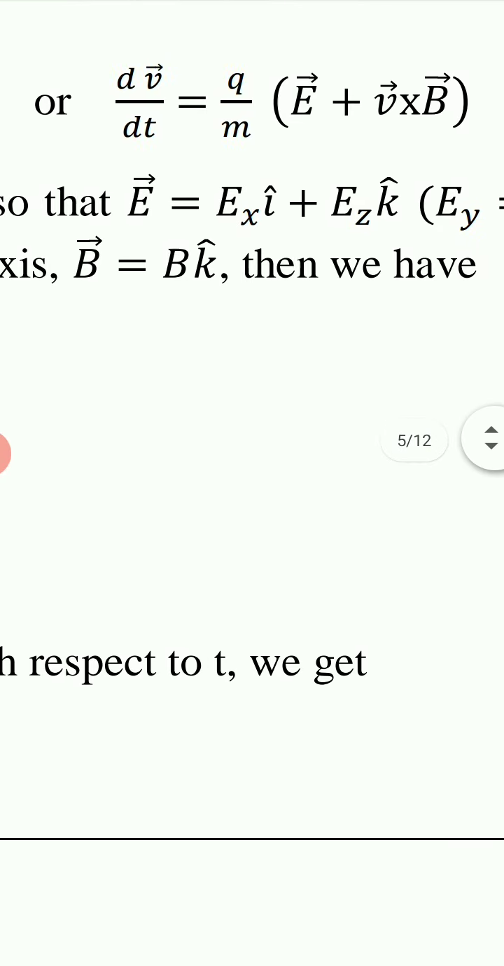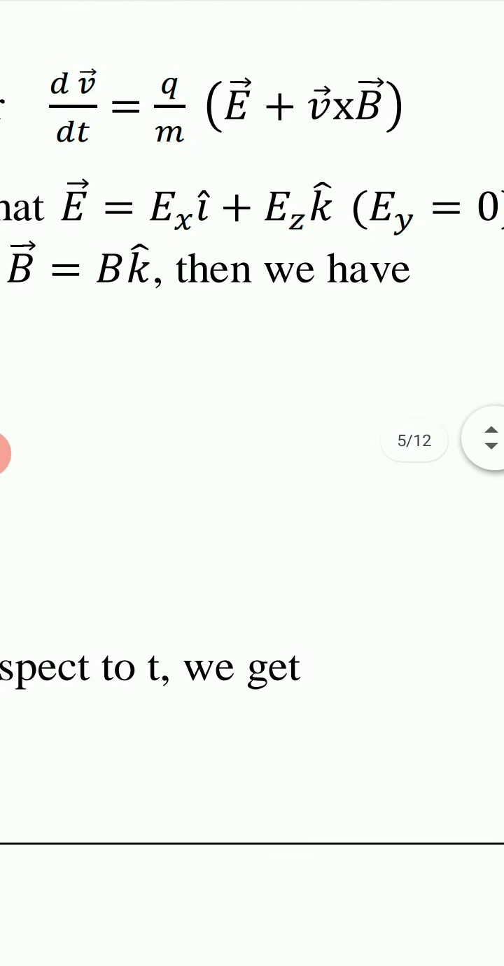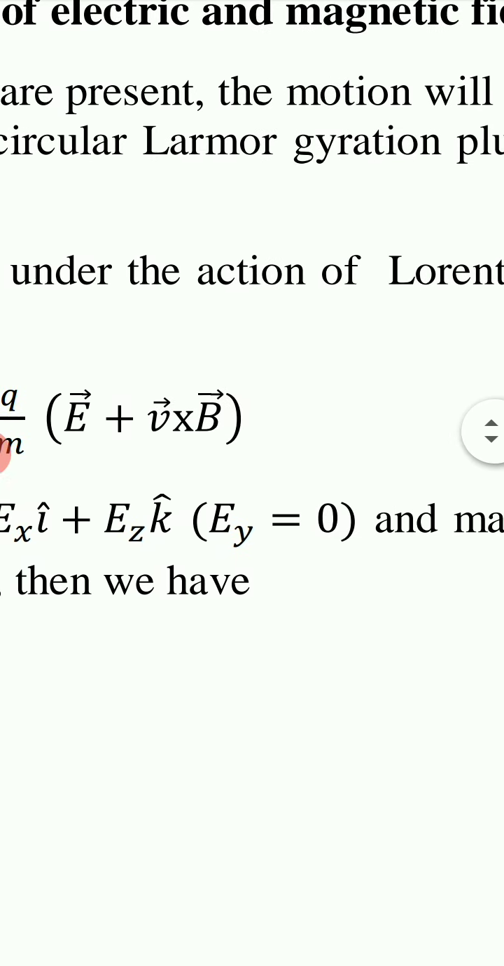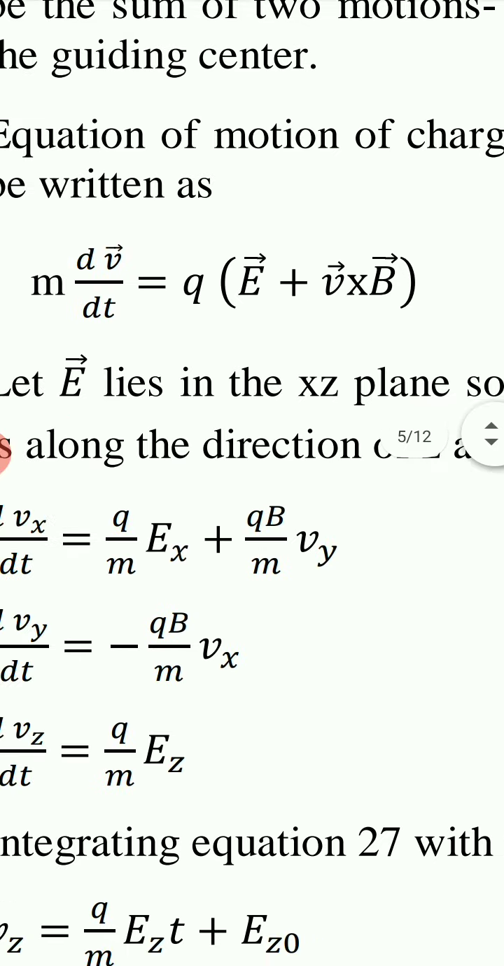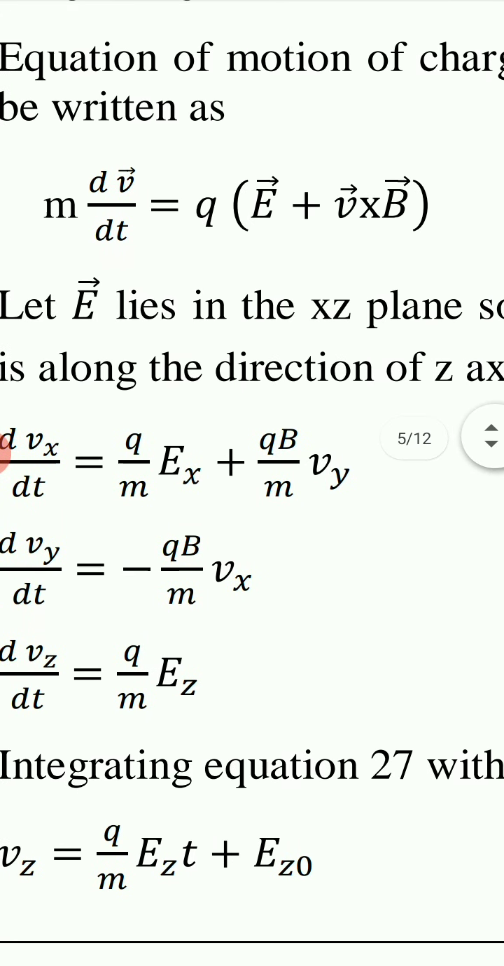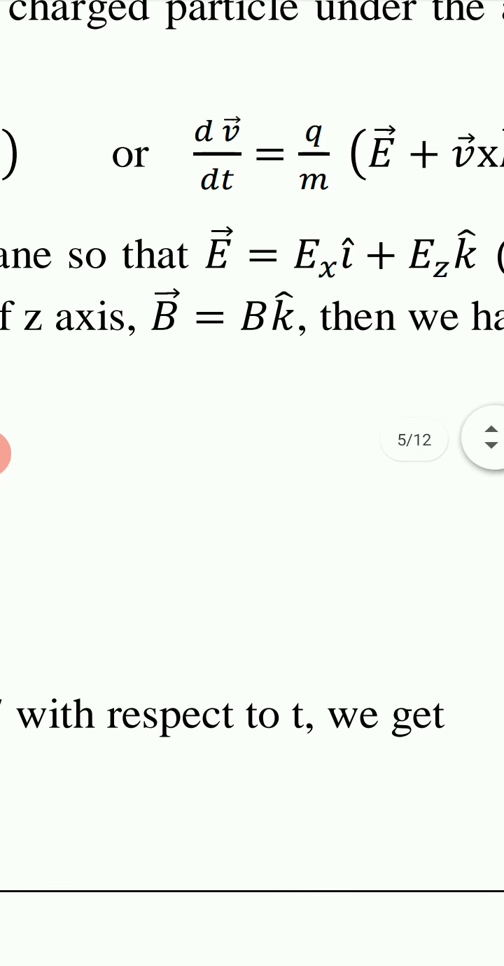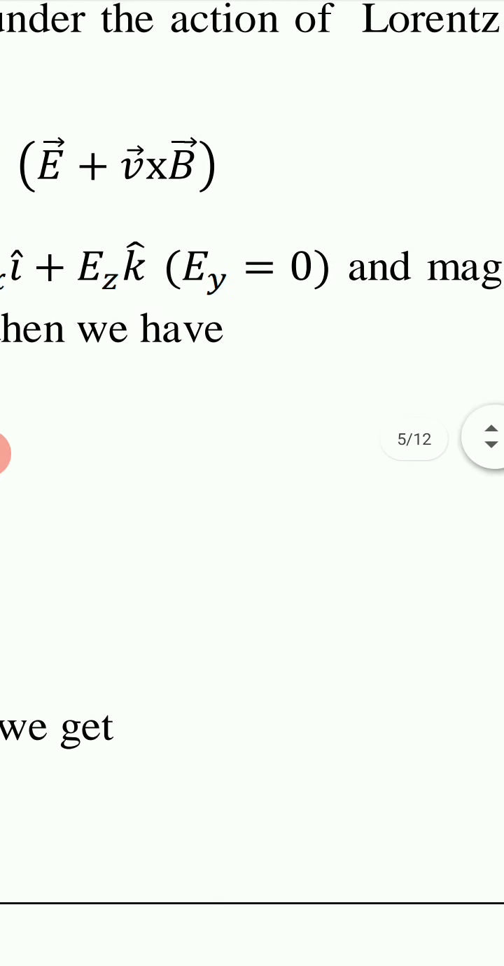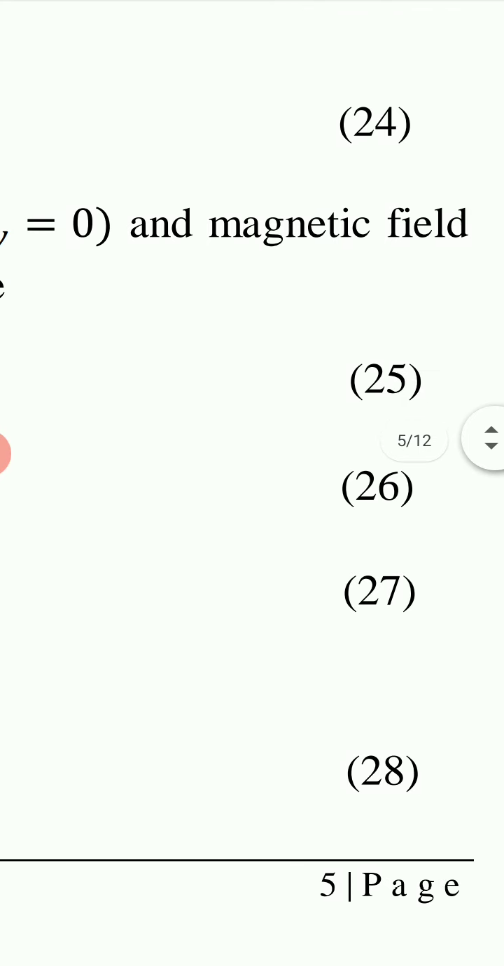So if we assume E vector equal to Ex i plus Ez k and B vector equal to B k cap, and substitute these values in the equation of motion, m dv/dt equals q into E plus v cross B. Divide this equation by m, we get dv/dt equal to q/m into E plus v cross B. We write this equation as equation 24.